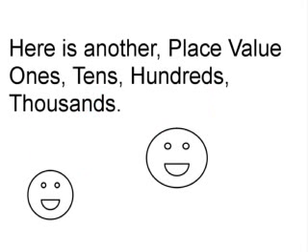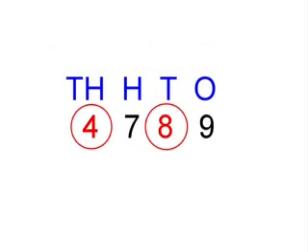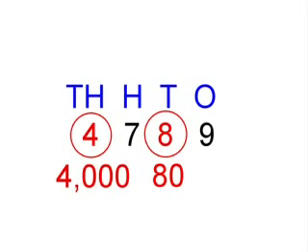Here is another place value, ones, tens, hundreds, and thousands. Our number is 4,789. If we look at the numbers 4 and 8, everyone thinks that the 8 is greater than the 4, but in fact, the 4 is greater than the 8. So 4,000 is greater than 80.